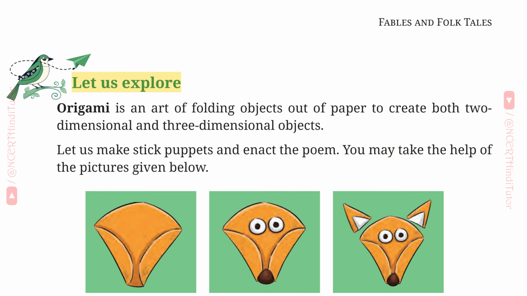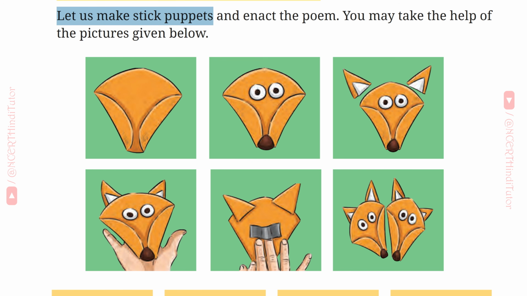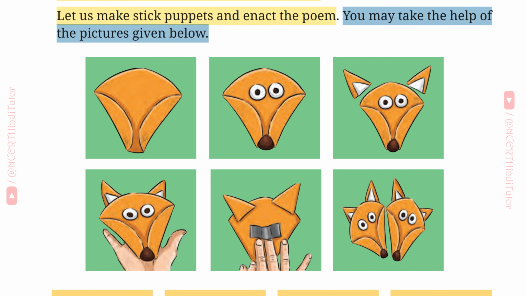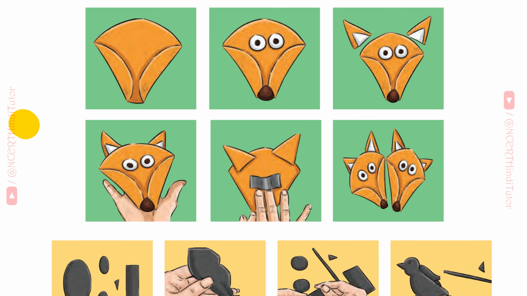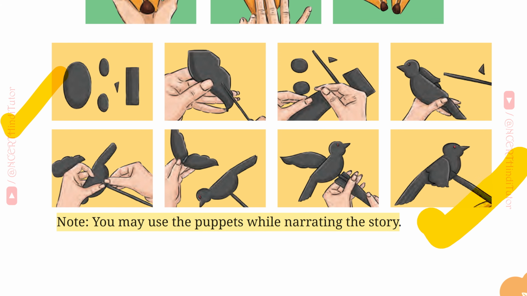Let us explore. Origami is an art of folding objects out of paper to create both two dimensional and three dimensional objects. Let us make stick puppets and enact the poem. You may take the help of the pictures given below. So friends, in this way you can create fox origami, and in this way you can create the crow origami. Note, you may use the puppets while narrating the story. So friends, do it yourself.